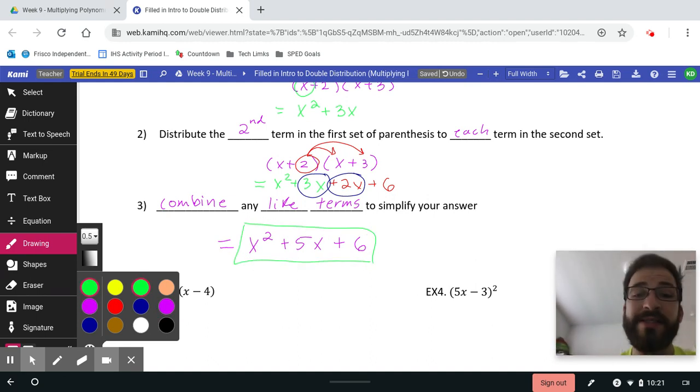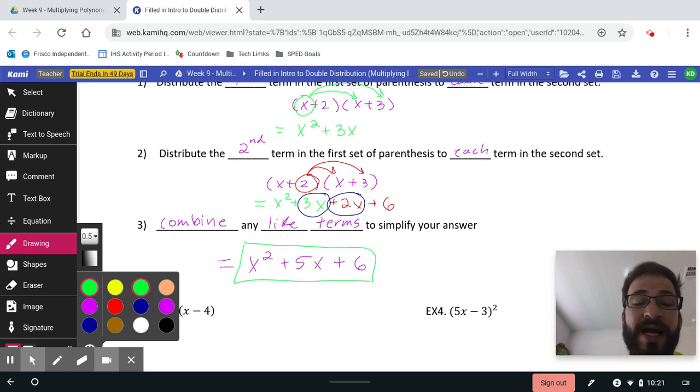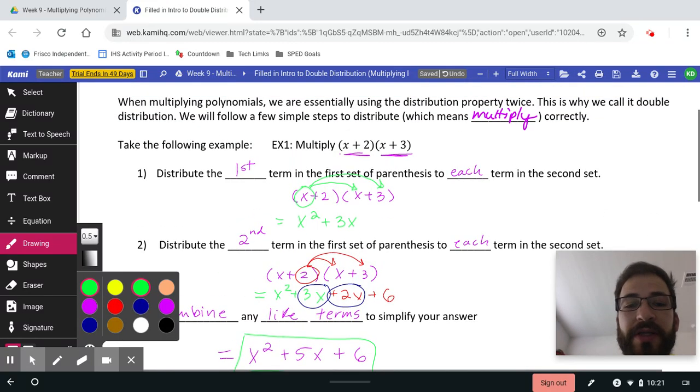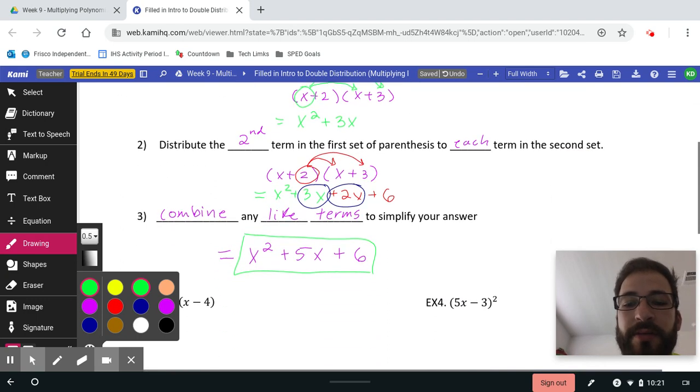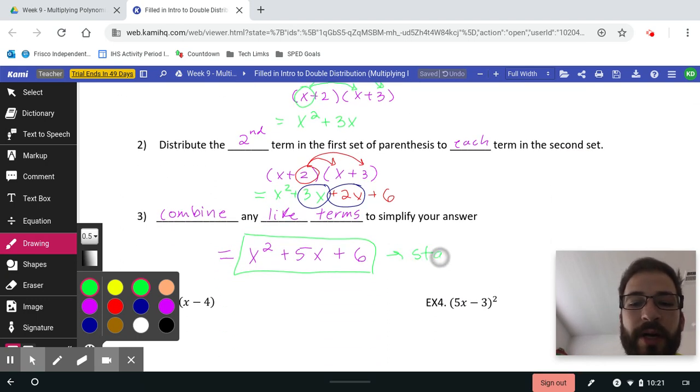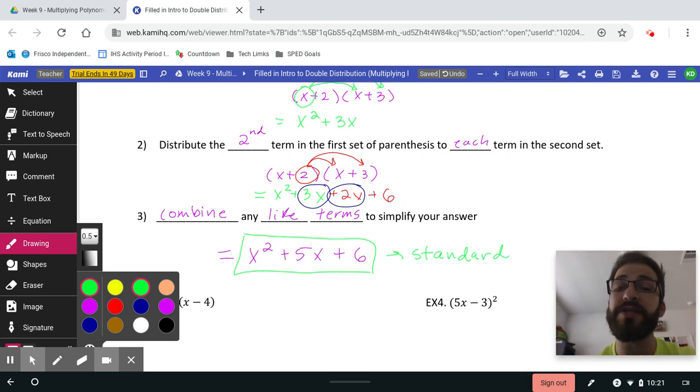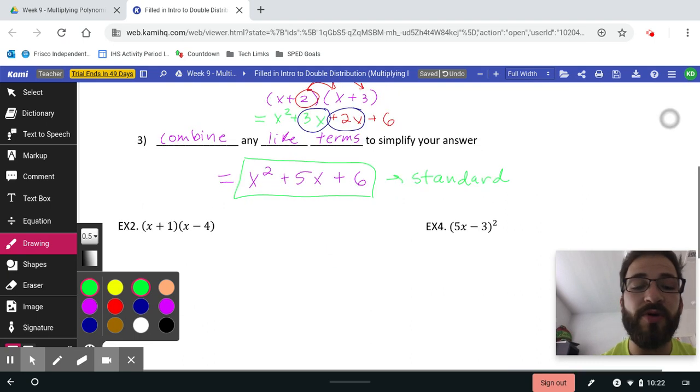Something you should notice is that we have now gotten a quadratic function, specifically one that's in standard form. And if you remember from what we talked about earlier in the year, this is a quadratic function in factored form. So we went from a factored quadratic function to a standard quadratic function. Okay, so that's a skill of double distribution. That's what we're learning how to do, essentially convert between factored form and standard form. So let's look at some more examples.